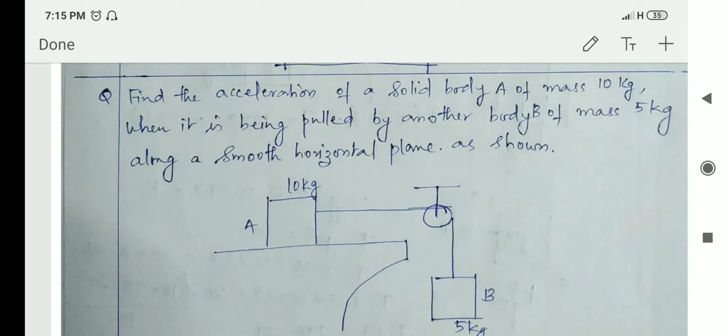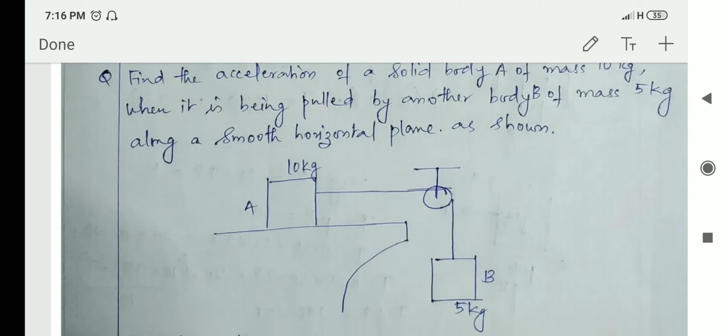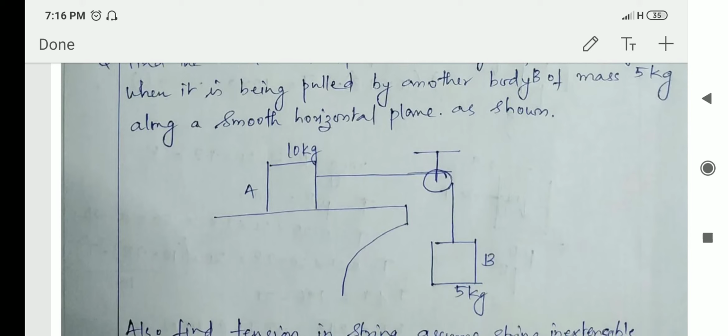Find the acceleration of a solid body A of mass 10 kilogram, which is being pulled by another body B of mass 5 kilogram along a smooth horizontal plane as shown. So we have a 5 kilogram body and a 10 kilogram body. Since block B is lighter than block A, what is the direction of motion? Don't get confused, it is always moving downwards, because the 5 kilogram body is acting as a force in the downward direction. Definitely block A will be moving towards the right.